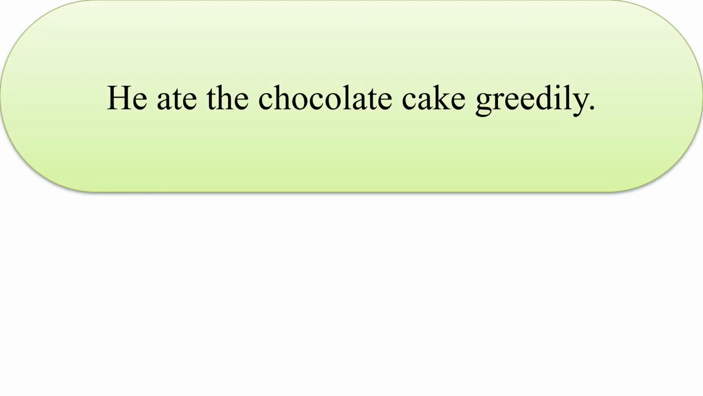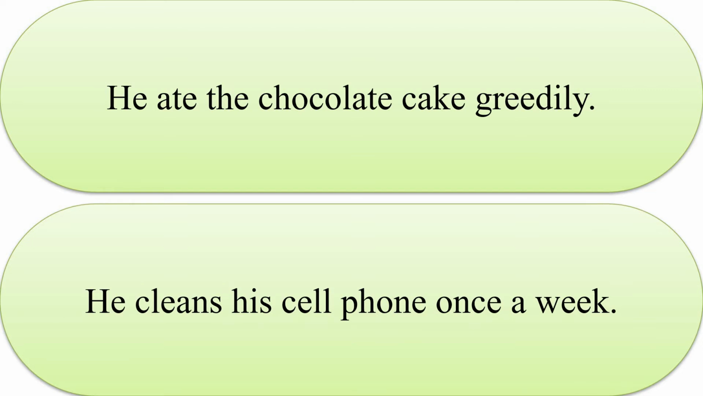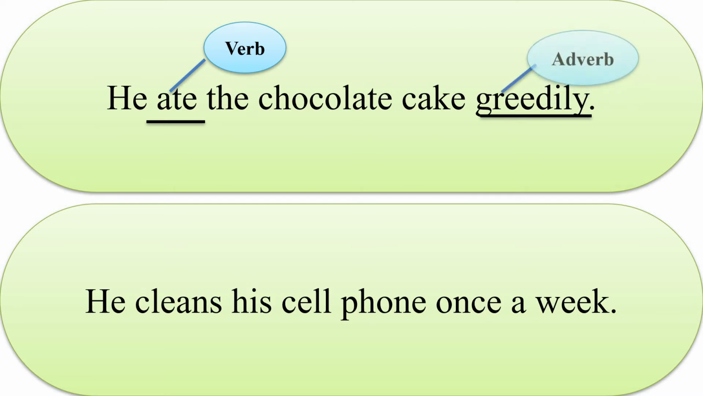He ate the chocolate cake greedily. He cleans his cell phone once a week. In the first sentence, he ate is the verb. But can you tell me how did he eat the cake? He ate it greedily. Greedily is describing the manner of eating. So here greedily is adverb.